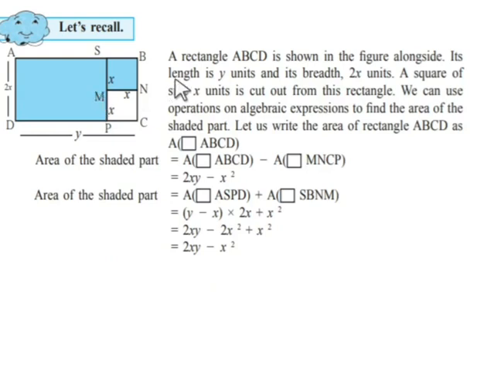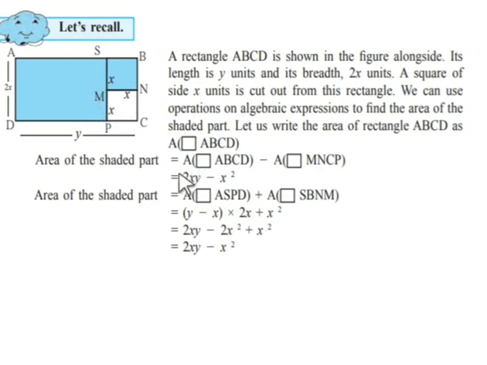Here, let's recall. Let us see how to find the area of the shaded portion from this figure using algebraic expressions. For that, a rectangle ABCD is shown in the figure alongside. Here you will see this is the rectangle ABCD. Its length is y units, whereas its breadth is 2x units. A square of side x unit is cut from here. We can use operations on algebraic expressions to find the area of the shaded part. That is what we are going to learn here.